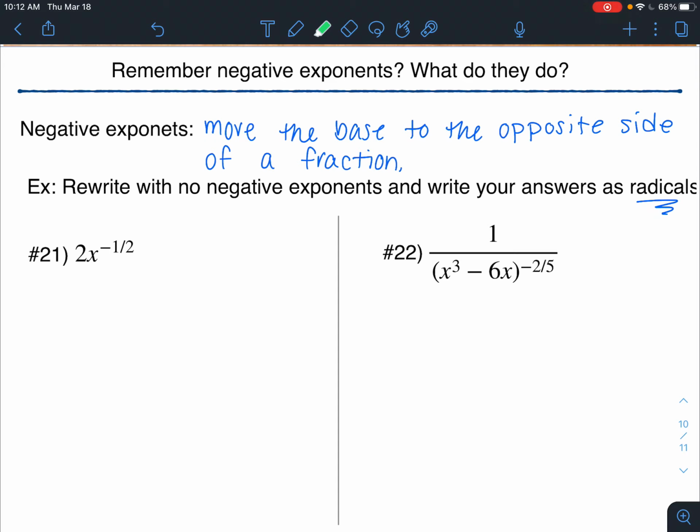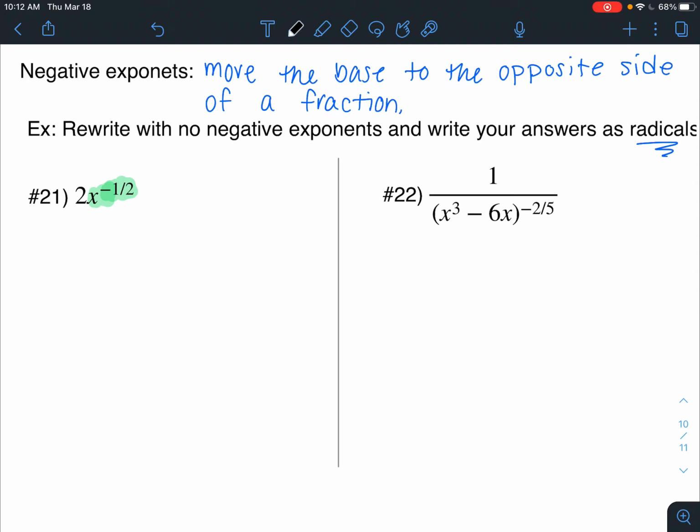So I have a 2x to the negative 1/2. So I want to be careful when I decide what the negative 1/2 is referring to. The negative 1/2 is only directly touching the x. So the negative 1/2 power is only on that x as the base. So I'm going to make this a fraction over 1. Because that negative exponent just applies to the x, I'm going to move it down to the bottom. So we're going to write this as 2 over x to the 1/2.